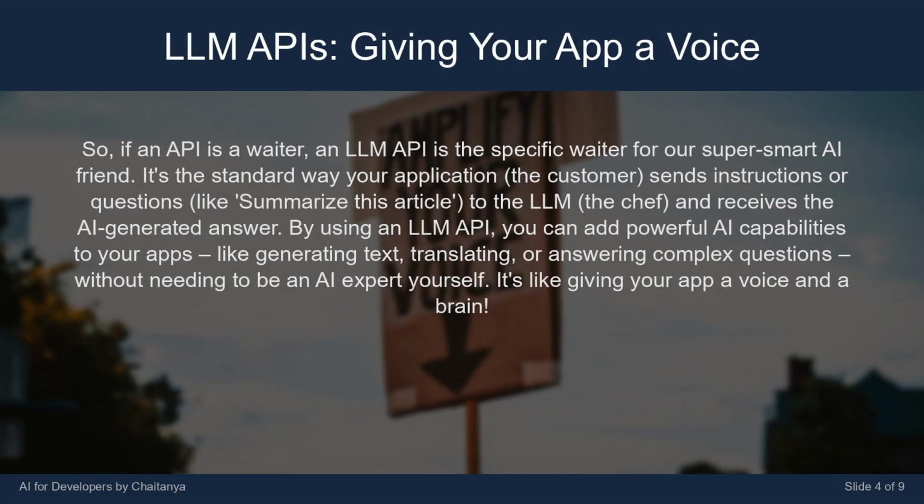So, if an API is a waiter, an LLM API is the specific waiter for our super smart AI friend. It's the standard way your application, the customer, sends instructions or questions, like "summarize this article," to the LLM, the chef, and receives the AI-generated answer. By using an LLM API, you can add powerful AI capabilities to your apps, like generating text, translating, or answering complex questions, without needing to be an AI expert yourself. It's like giving your app a voice and a brain.